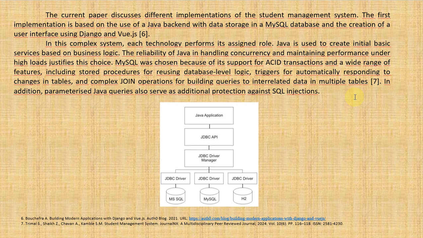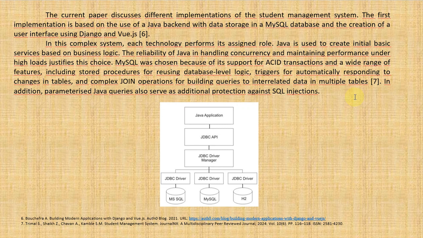In this complex system, each technology performs its assigned role. Java is used to create initial basic services based on business logic. The reliability of Java in handling concurrency and maintaining performance under high loads justifies this choice.